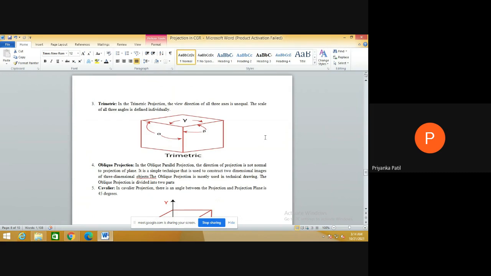The next one is the oblique projection. In the oblique parallel projection, the direction of projection is not normal to the projection plane. Basically it is a simple technique used to construct a two-dimensional image of a three-dimensional object. The oblique projection is mostly used in technical drawing. It is also divided into two parts.